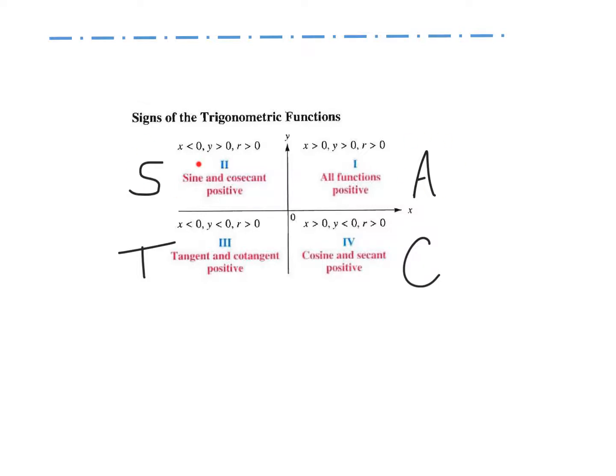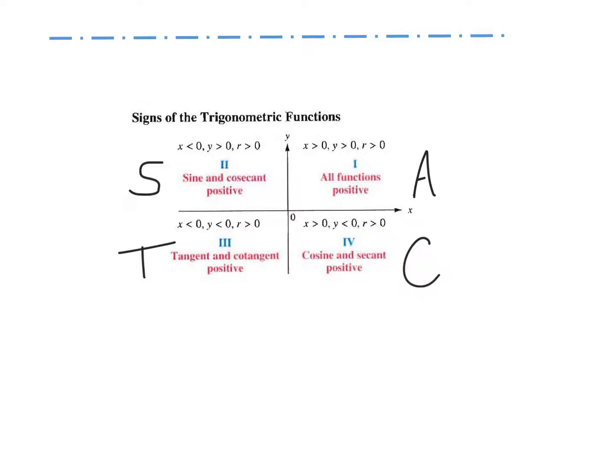All students take calculus. So no matter what, in quadrant 1, all of the trig functions are going to be positive. In quadrant 2, sine, and cosecant always goes with sine, is always going to be positive. That means the other ones are negative. In quadrant 3, tangent and cotangent, they always go together. Tangent's always positive down here. That means the rest of them are negative. And the last one, cosine and secant, here are always positive. That means the rest of them are negative.